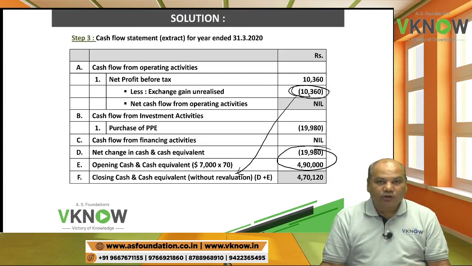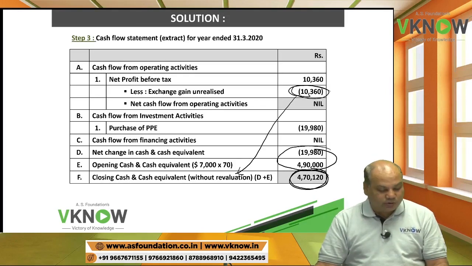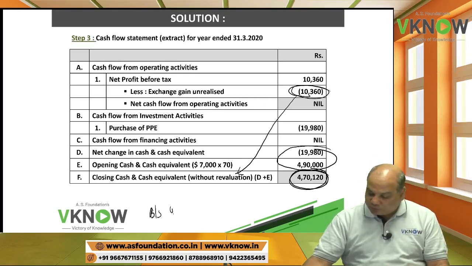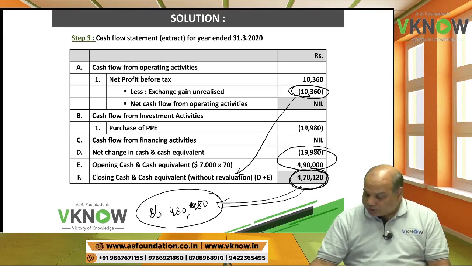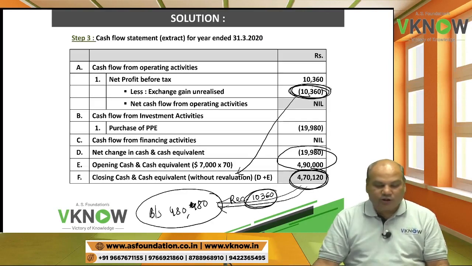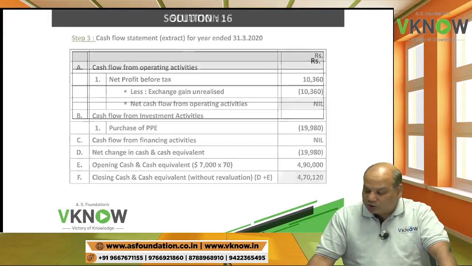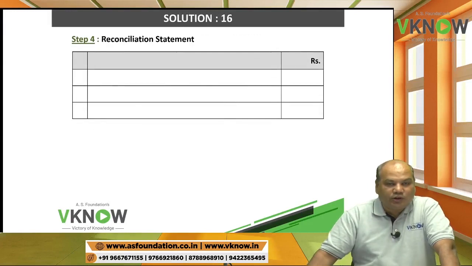Now the shareholder is confused. The cash flow statement is showing 470,120. The balance sheet is showing 4,80,480. This will appear in the balance sheet. So what will he do? He will get confused. So you have to prepare a reconciliation statement and tell him the difference of 10,360 is because of exchange gain unrealized. So write down one reconciliation statement.